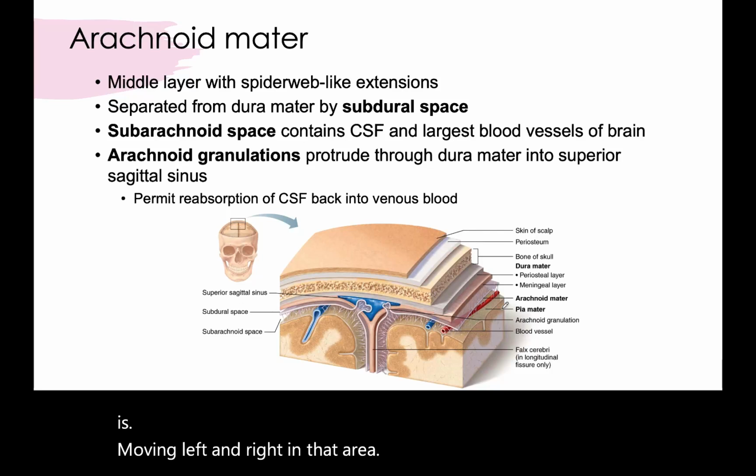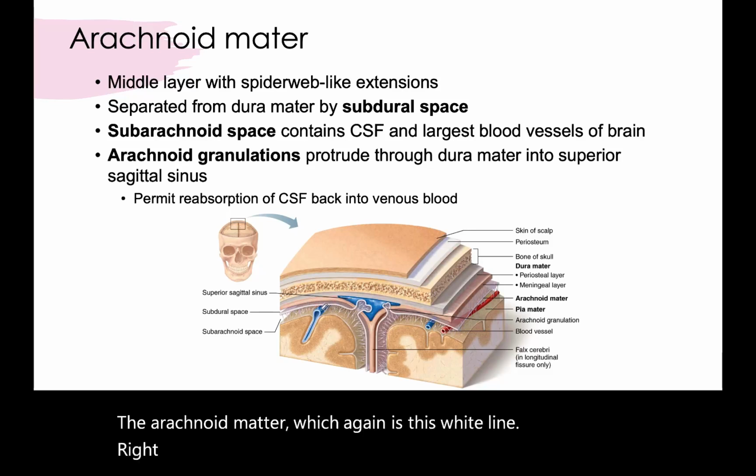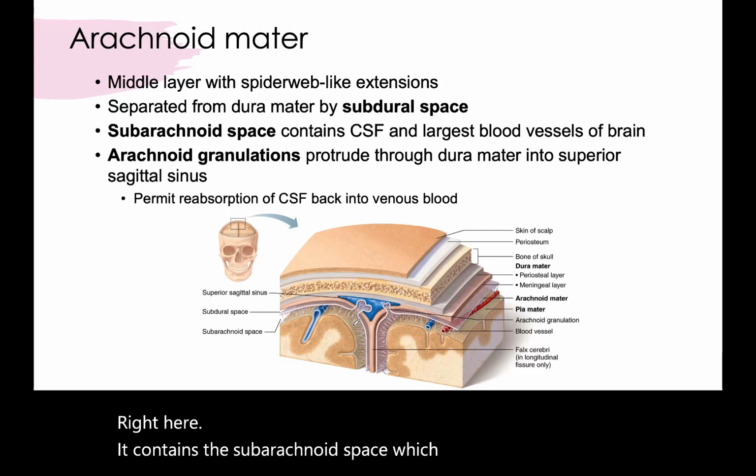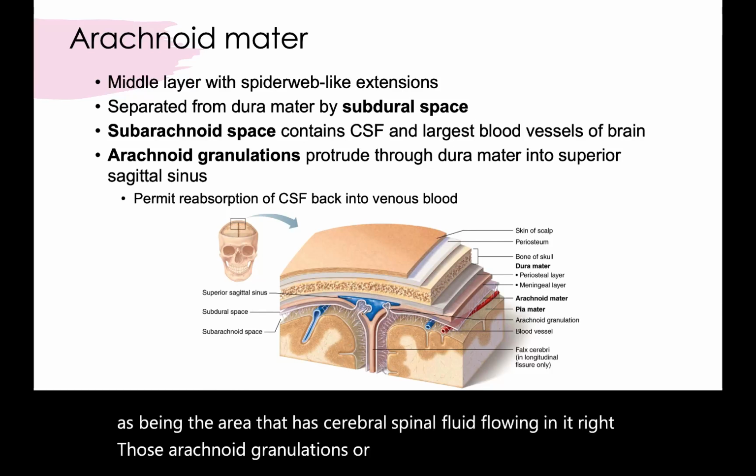The arachnoid mater, which again is this white line right here, contains the subarachnoid space, which we've already identified as being the area that has cerebral spinal fluid flowing in it. Those arachnoid granulations or arachnoid villi.